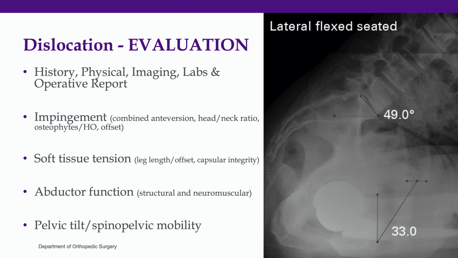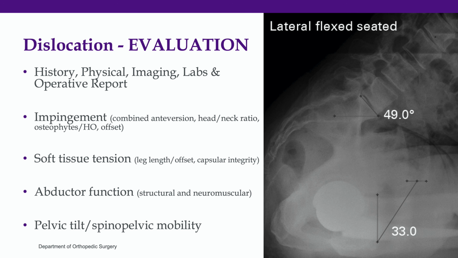You're looking at your abductor function. Is it a structural problem? Do you have an abductor tear or possibly an escaped trochanter? Or maybe a neuromuscular problem. Was there denervation of the abductor muscles at the prior operation? Maybe the patient has spinal disease or another neurologic etiology.